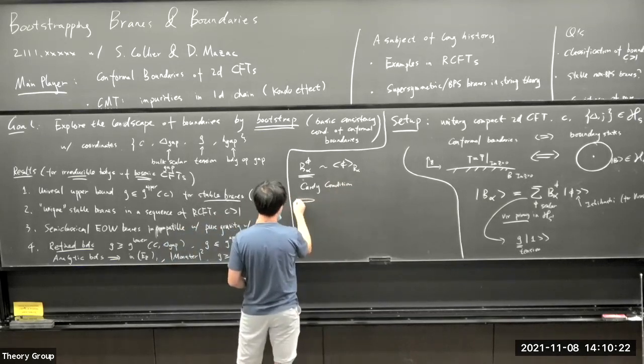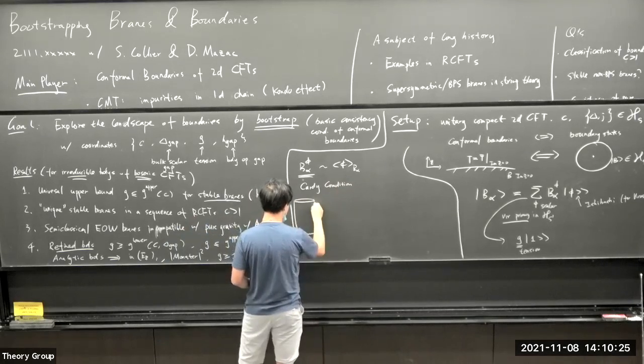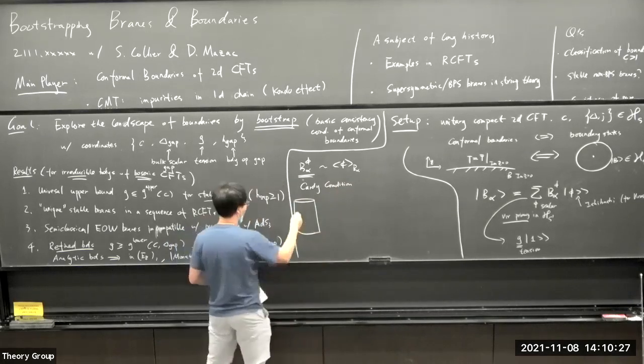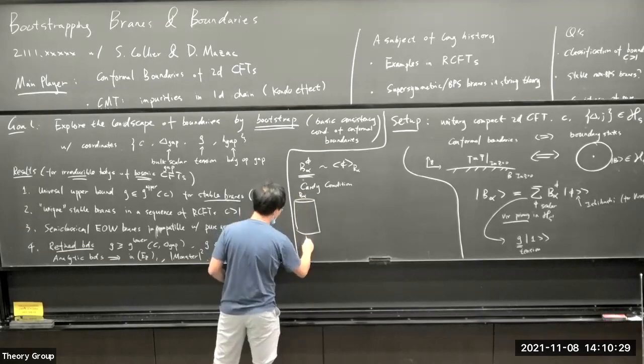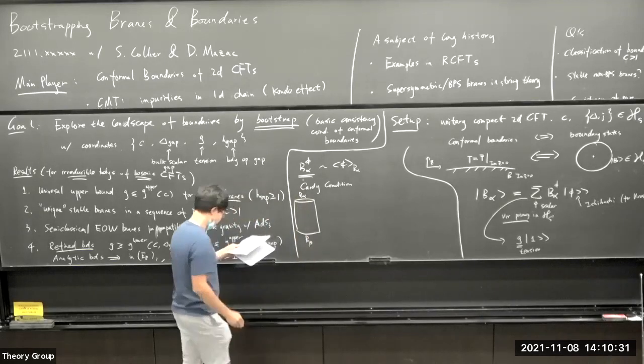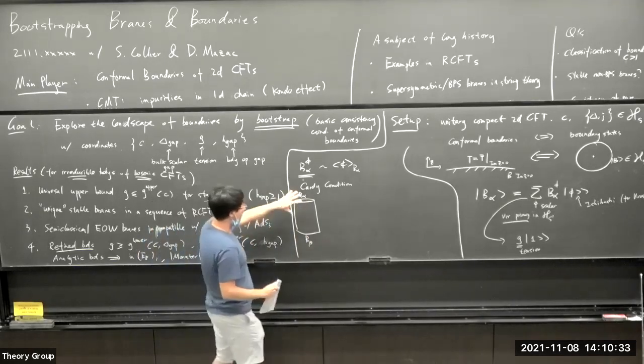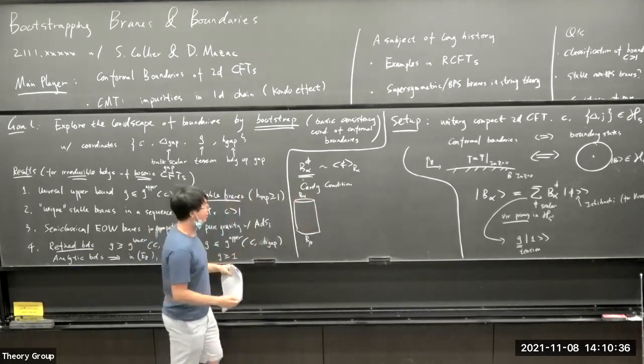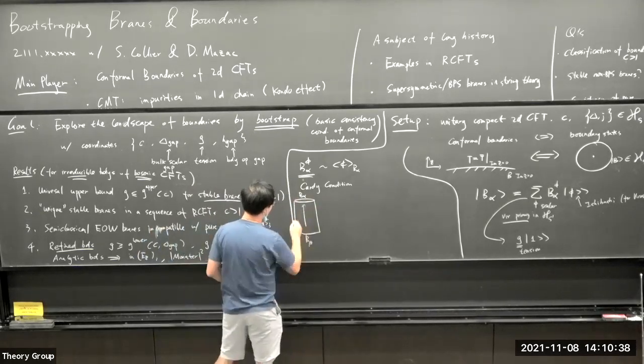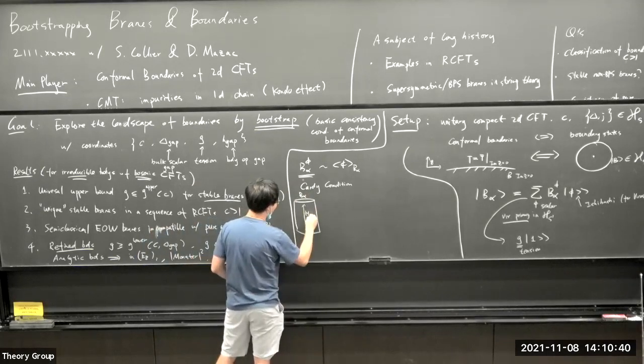Let's start by looking at the cylinder with one boundary condition on the top and another boundary condition on the bottom. You think about this cylinder as the closed string propagation diagram, with this direction as time, where the propagation is dictated by the closed string Hamiltonian.